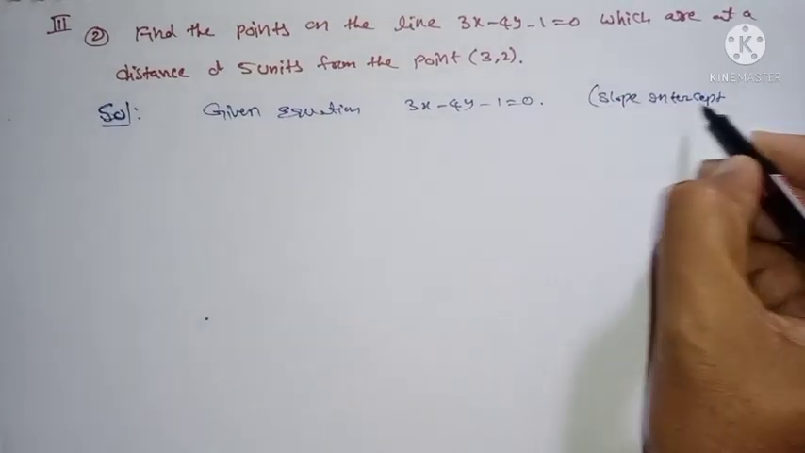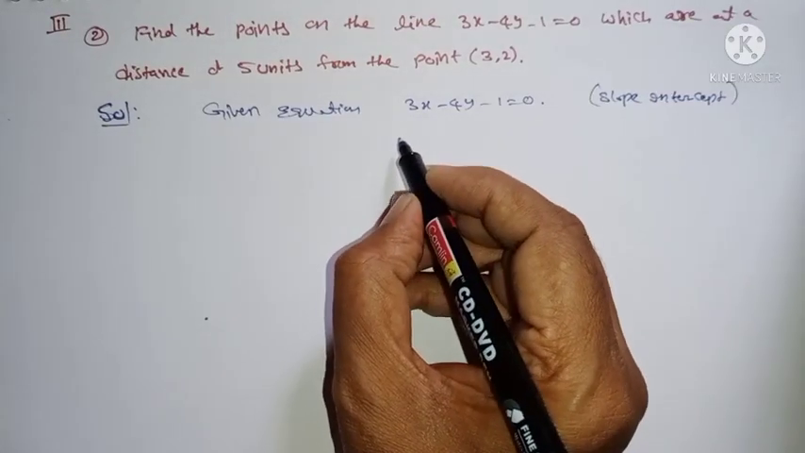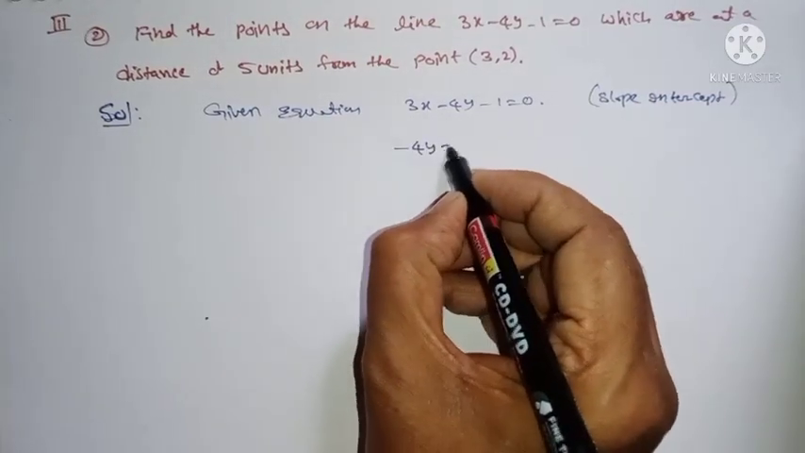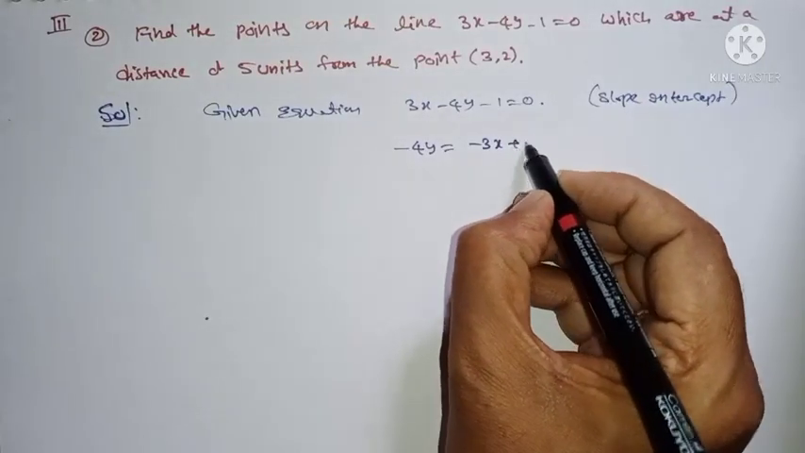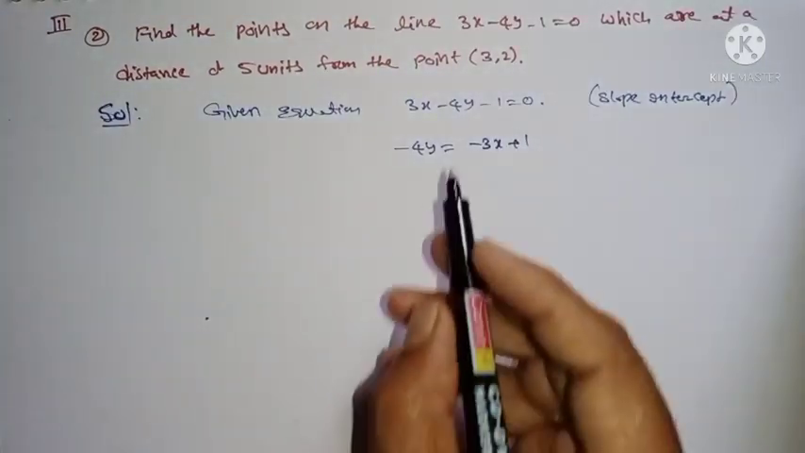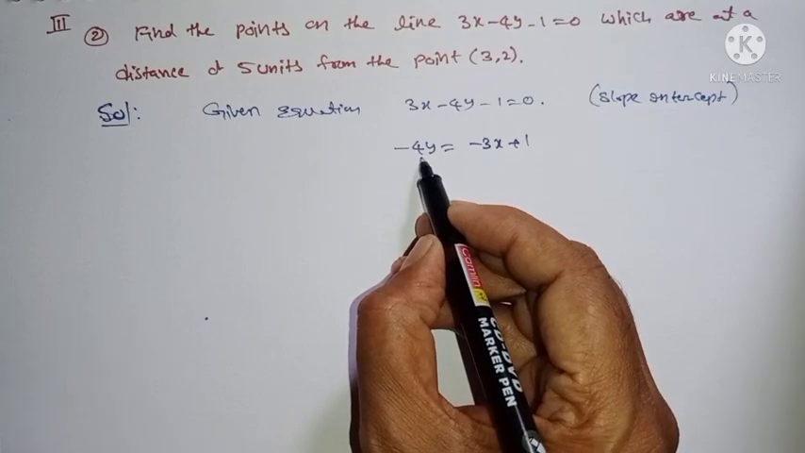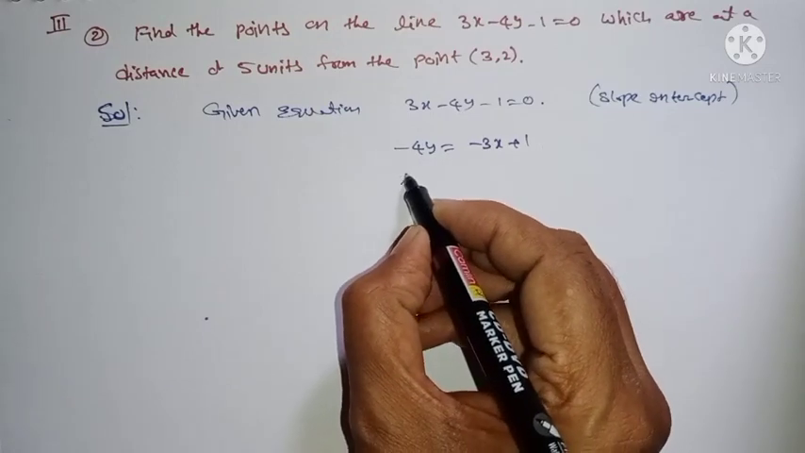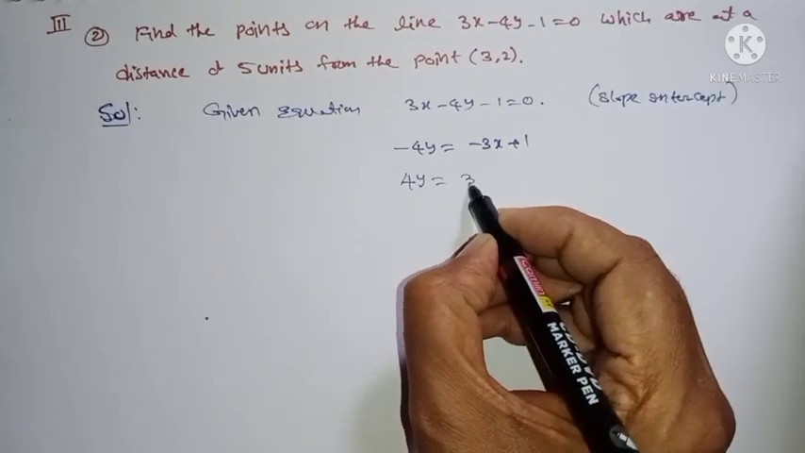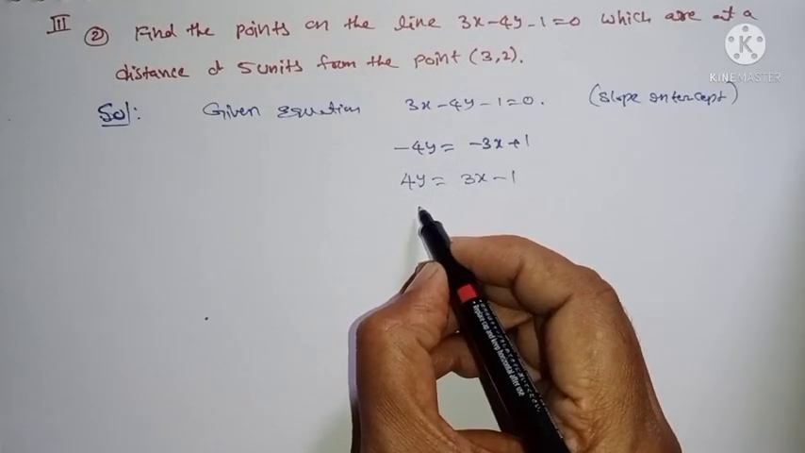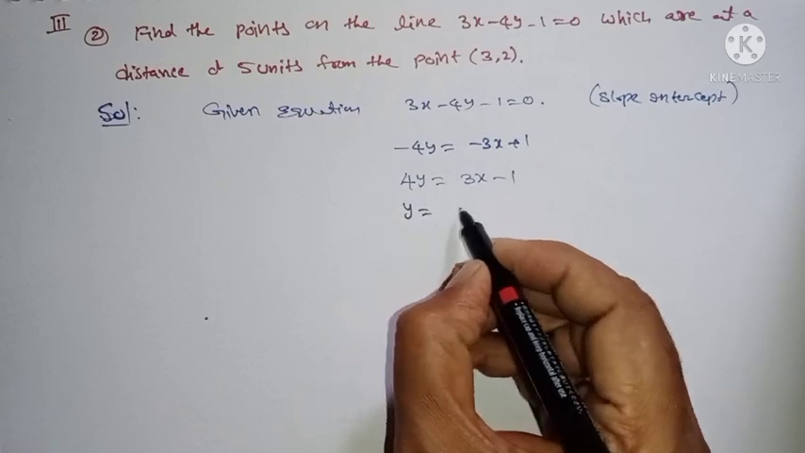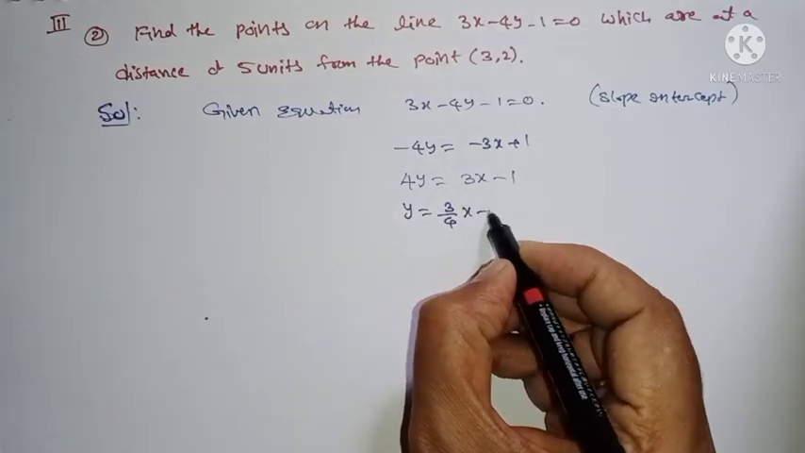How can I write here? Slope intercept form means: minus 4y is equal to, as it is you can write it. Bring this side, what happens there is minus 3x plus 1. Again, this must be positive, therefore you can multiply with minus, what happens is 4y is equal to 3x minus 1. And dividing with 4, what happens is y is equal to 3 by 4 x minus 1 by 4.